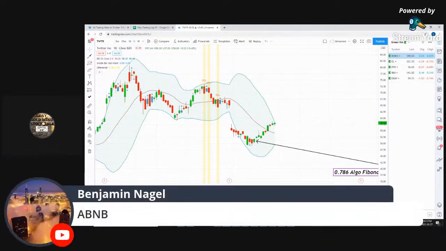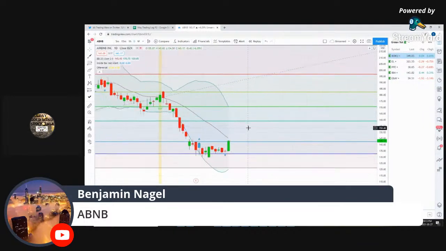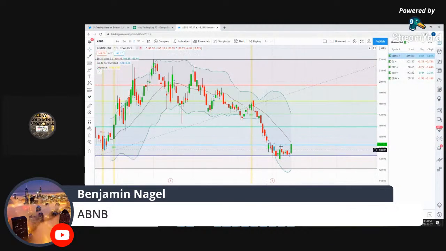Benjamin says Airbnb. Oh my God. Look at that inside bar breakout right there. Oh, bam, bam. If you took that, that's probably 5 times your money on that. So very bullish right there. This low, 135, needs to hold for this to continue. We can probably push back up into the 150s if this low can hold.